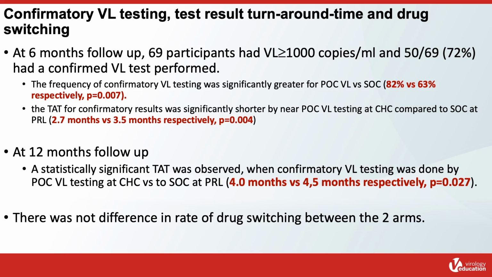Since we were assessing the role of newer point-of-care viral testing at rural sites, we then analyzed the rate of confirmatory viral testing, test result turnaround time, and drug switching. At 6-month follow-up, among the 69 participants that had a viral load greater than 1,000 copies per ml, 72% had a confirmed viral load test performed.